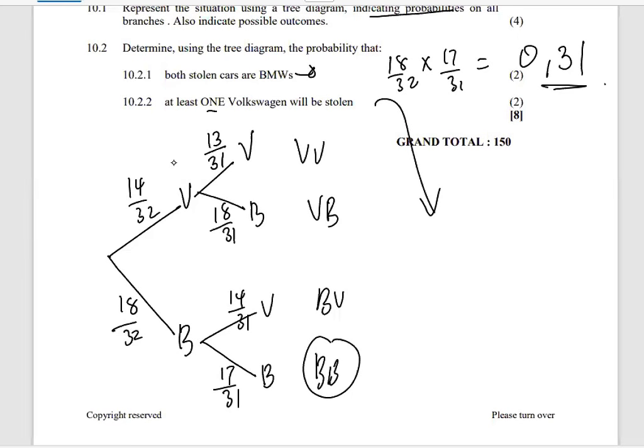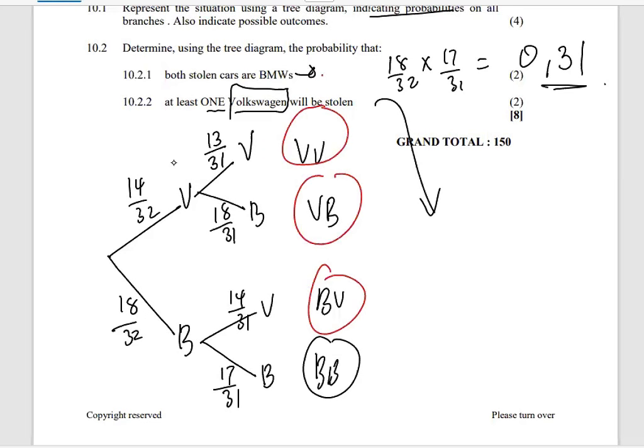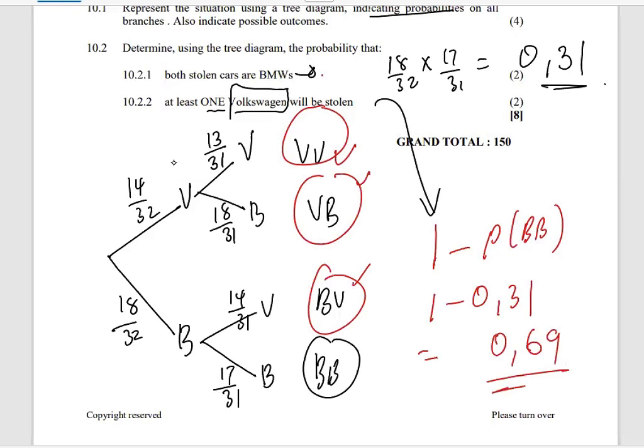And then at least 1 VW will be stolen. So the word at least simply means the minimum. We should have 1 VW. So we have this, we have that, and then we also have that. So since we have 3 options, we can just say 1 minus the probability of 2 BMWs. 1 minus 0.31, then it will be 0.69. So that is how we would have obtained that. Alternatively, multiply these 2 probabilities, you add, and then you add to that. You still end up with 0.69.